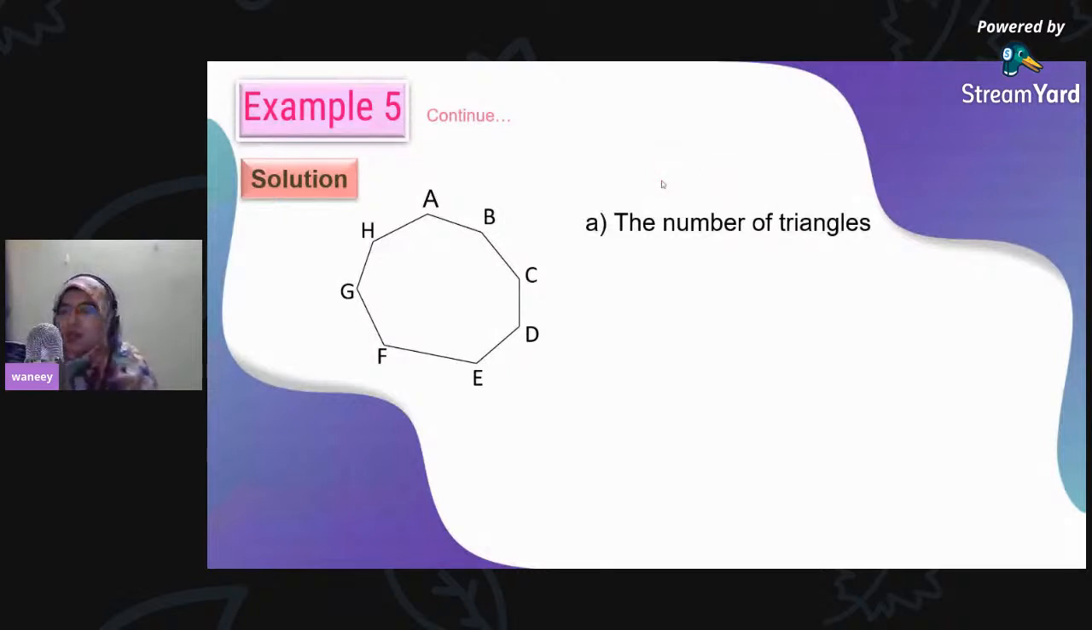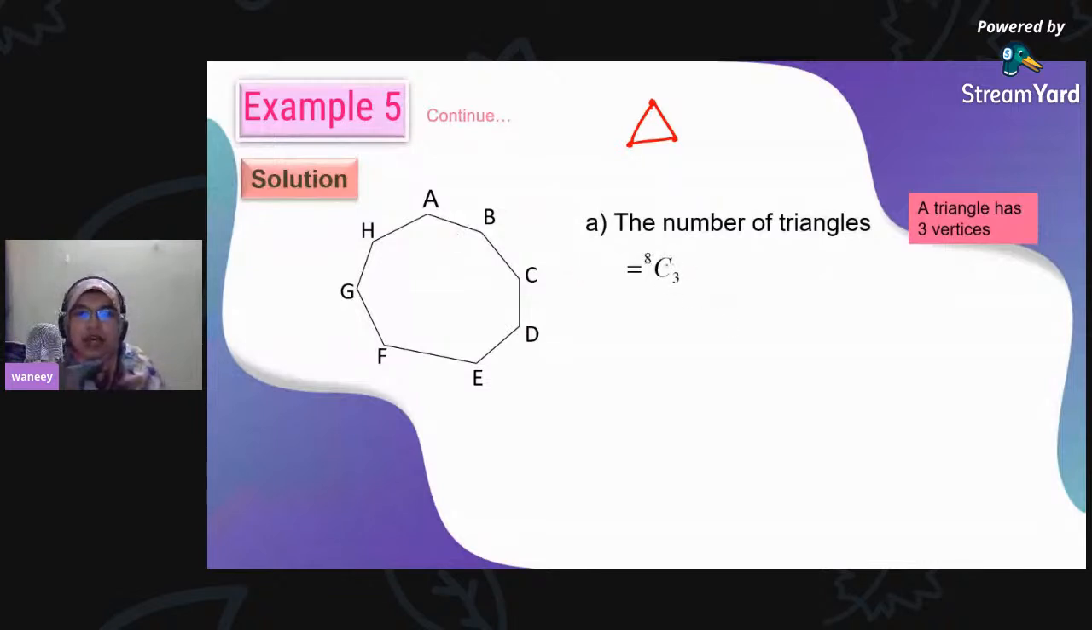Basically we need to ask ourselves, in order to draw a triangle, how many vertices do we need? Triangle, so 1, 2, 3. So altogether, I will need 3 vertices. A triangle has 3 vertices. Now 1, 2, 3, 4, 5, 6, 7, 8. So I have 8 vertices. So out of 8, I am only going to choose 3.